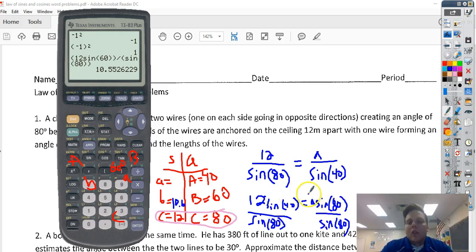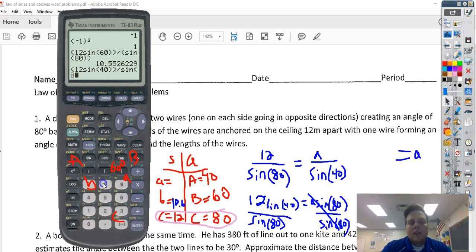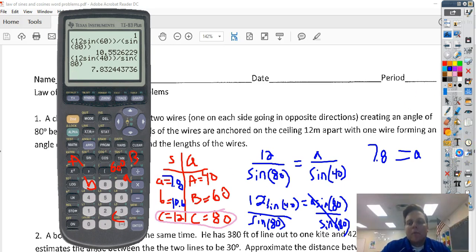Okay, so these cancel out, so you get just a is equal to, and then we're just going to grab our handy dandy calculator and put that top part in parentheses again. So 12 sine of 40 divided by sine of 80. Press enter, and I get 7.8. And there we go. So there's the two sides you're trying to solve for, 10.6 and 7.8. Good job. Let's move on.